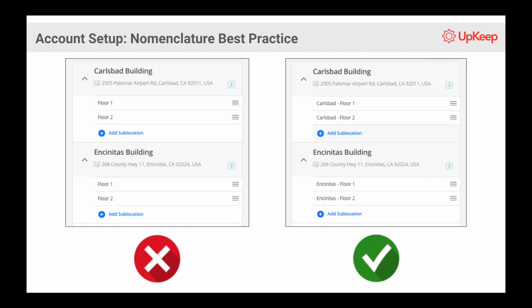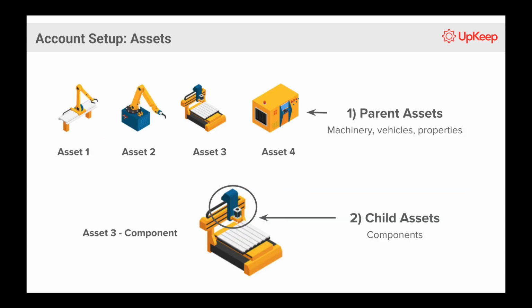Now, so far we've really just been talking about locations, but again, we want to do the same thing with our assets. So the way that we might be setting up our parent assets versus our child assets is again totally up to you based on your line of business. In some cases, as we can see here, our parent assets might be large pieces of machinery, and then the child assets are actually components that are part of those large pieces of machinery.